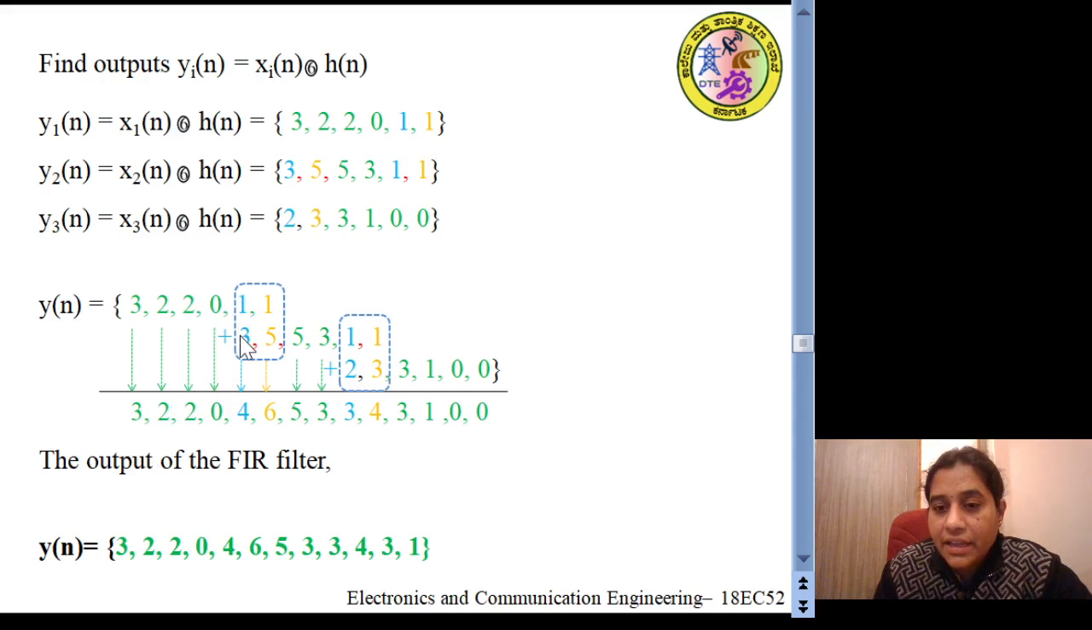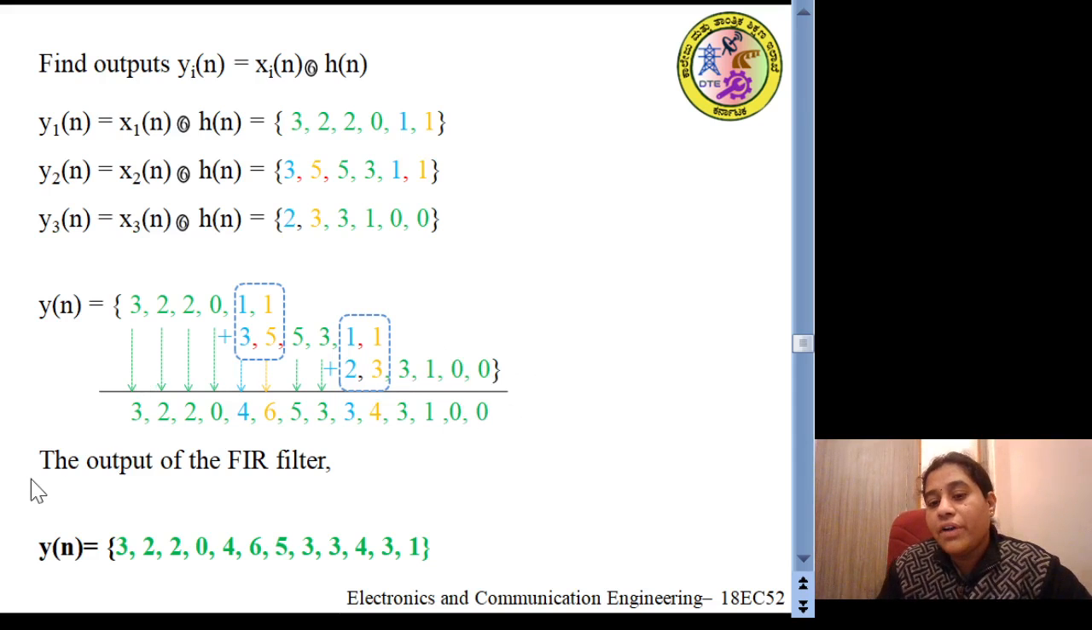Okay. 1 and 3 is equal to 4. 1 plus 5 is equal to 6. 5 and 3 are not overlapping with any values, so we are keeping them as they are. 1 plus 2 is equal to 3. 1 plus 3 is equal to 4. 3, 1, 0, 0, we are keeping as they are.